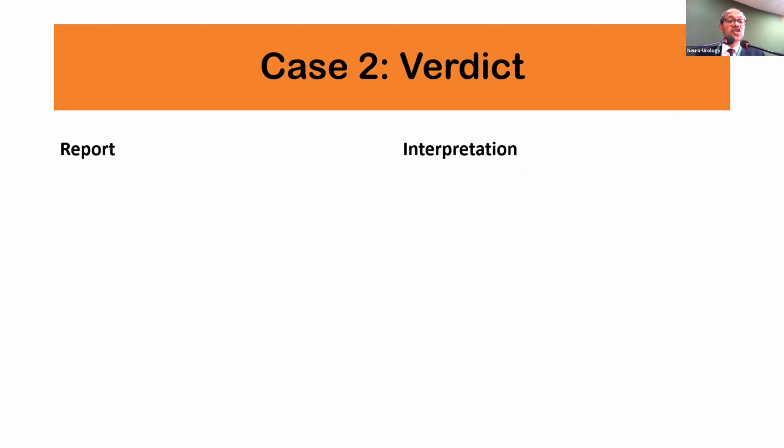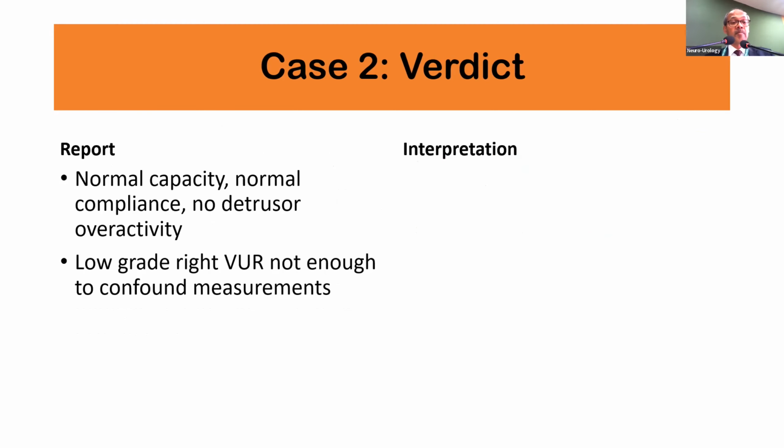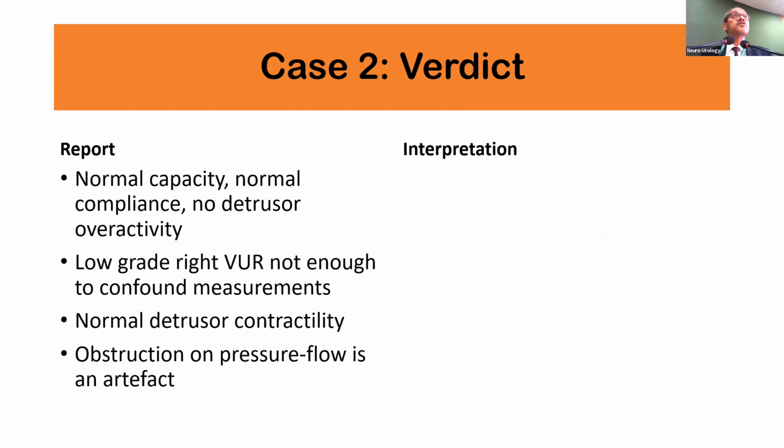So what's the verdict in this child? Normal capacity, normal compliance, no detrusor overactivity, a low-grade right VUR, not enough to confound the measurements, normal detrusor contractility, and obstruction on the pressure flow is an artifact. So the voiding phase did give us one piece of information, that the detrusor contracted well. The obstruction you saw is a tube artifact, but there was a good contraction. That tells you that the detrusor muscle is good.